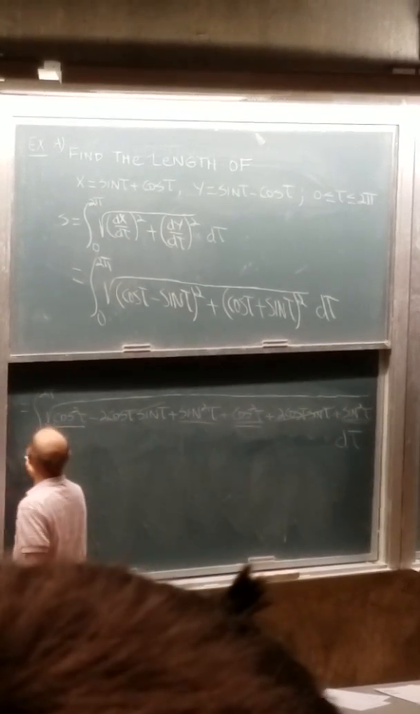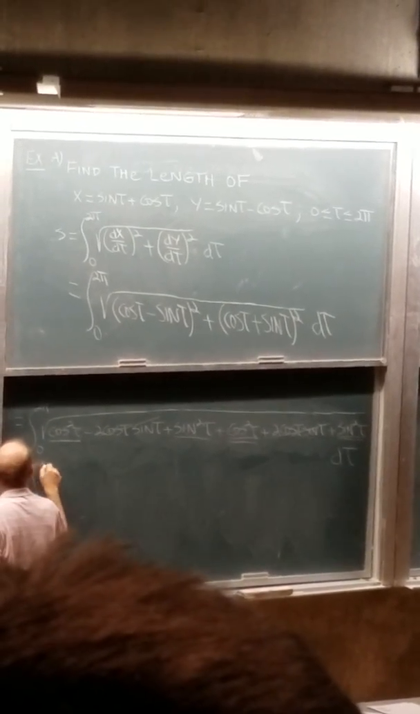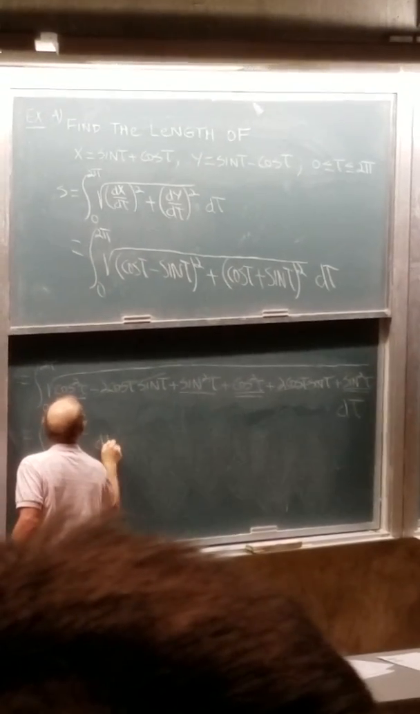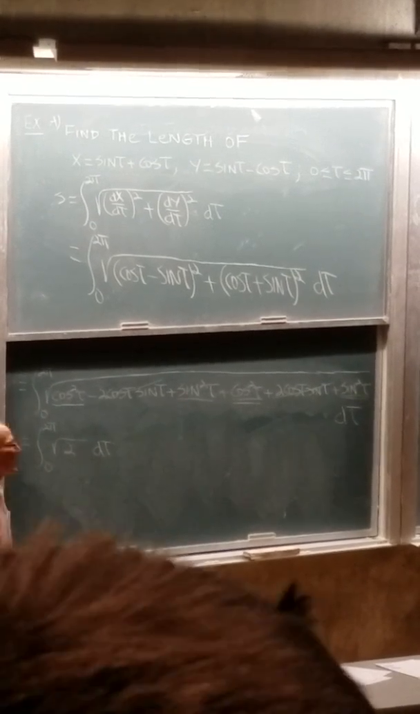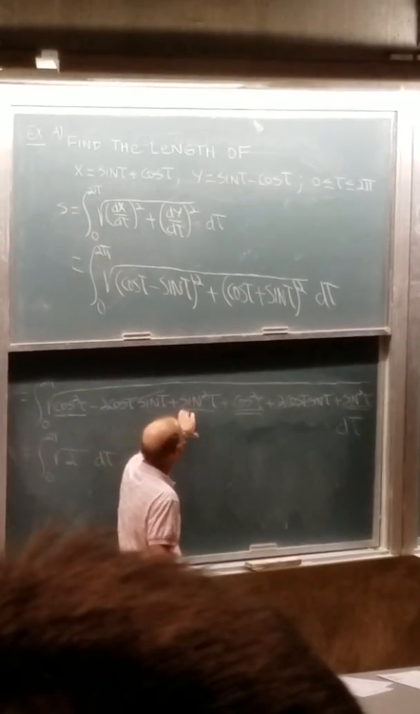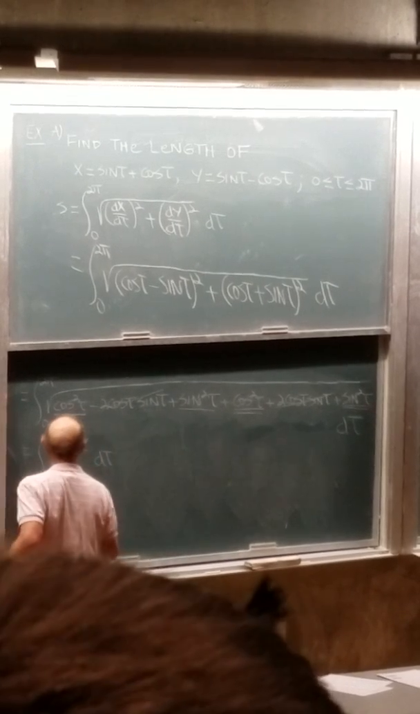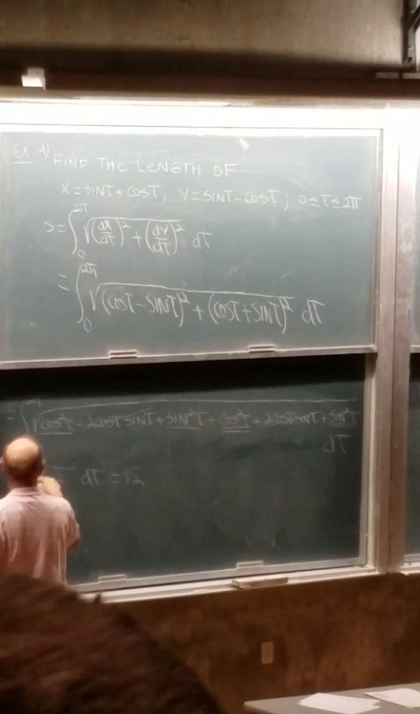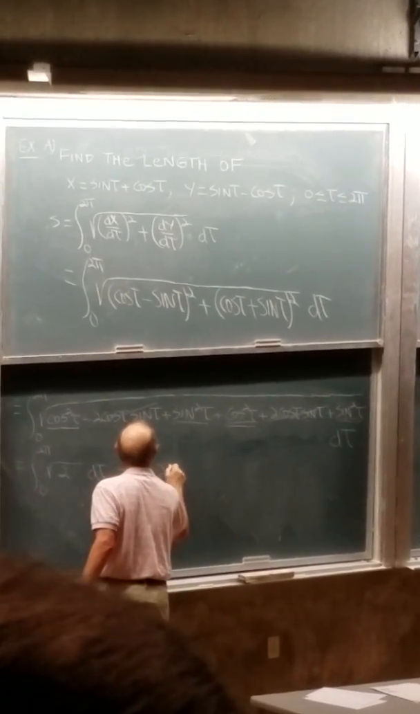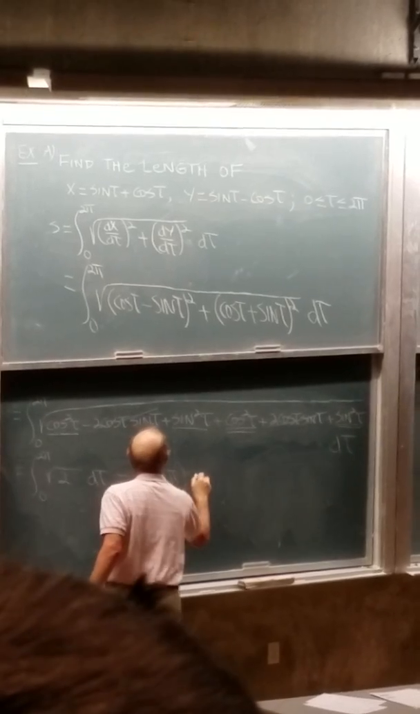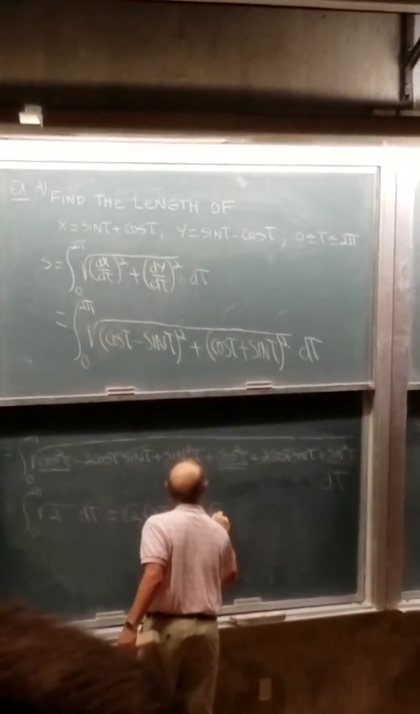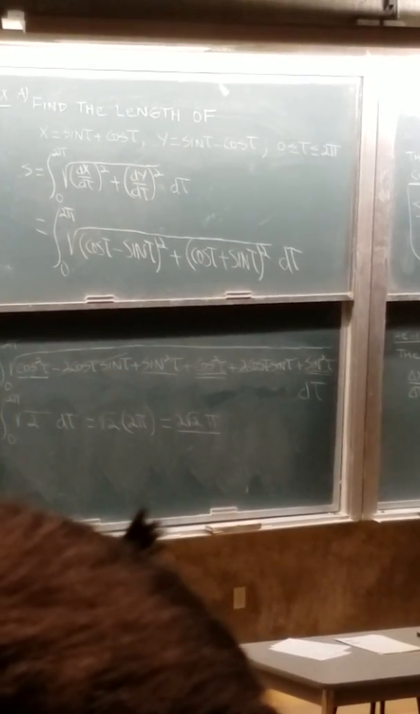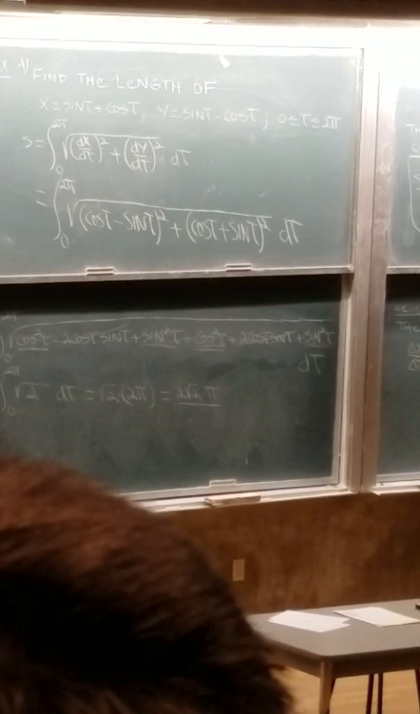So what we're left with, once we simplify, is the integral from 0 to 2 pi of the square root of 2. Because cosine squared plus sine squared is 1, we have 1 plus 1, or 2, underneath the square root. Now we can pull the square root of 2 out in front, and we get the square root of 2 times the length of this interval. So we get square root of 2 times 2 pi, which is 2 square root of 2 times pi. So that's the length of that curve. You might want to see if you can figure out what kind of curve that is, if you get a chance.